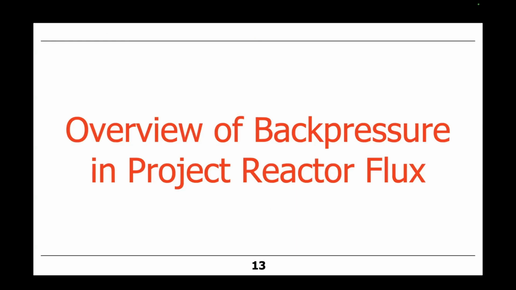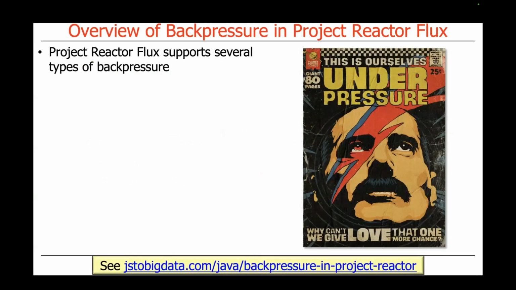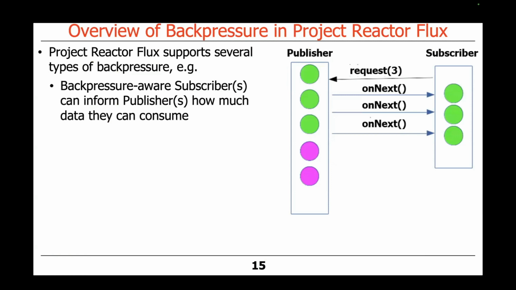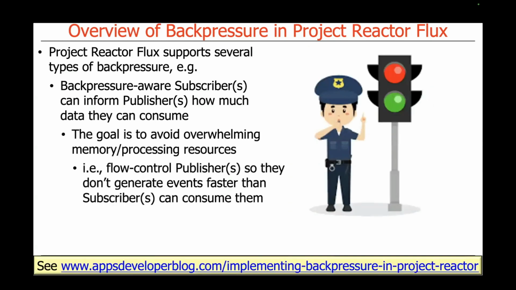So let's talk about the backpressure approaches that Project Reactor supports via its Flux class. There are several types of backpressure that it supports. The first are so-called backpressure-aware subscribers that can inform backpressure-aware publishers how much data they can consume. This is what we looked at before, where the subscriber indicates how many events it can take. Notice that this is not done on the basis of rate. It's done on the basis of how many chunks or how many elements can be sent without having to wait for the next chunk. The goal, of course, is to avoid overwhelming the memory and processing resources on the subscriber if the publishers generate events too fast.